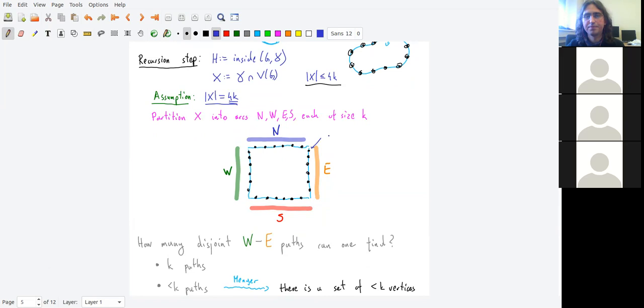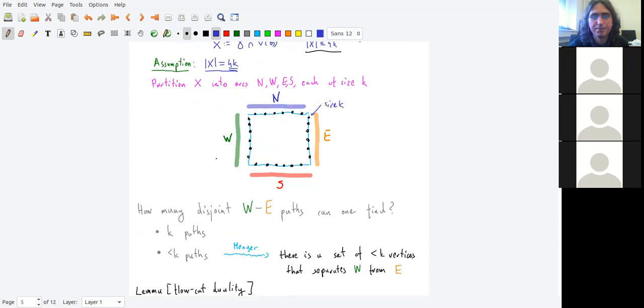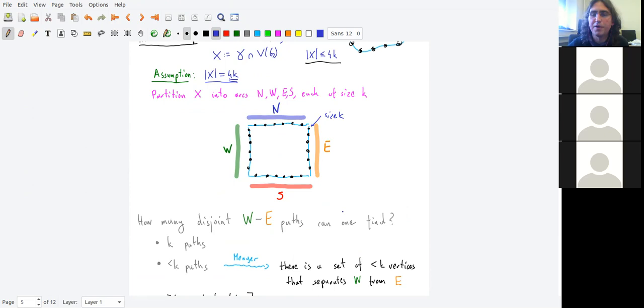Yeah, so now we have nicely laid out our disk into sort of a square. You can think of it as a square, and it has four boundaries: north, west, south, east. And we can start to play with those boundaries. So we play as follows. Let me think how many disjoint west-east paths we can find.